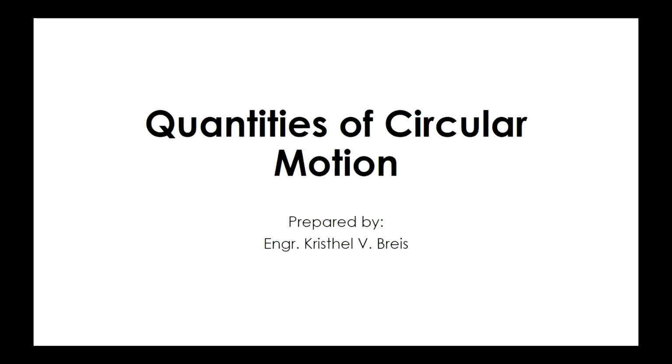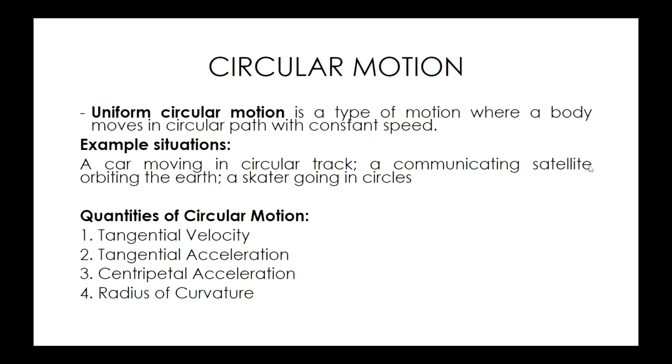Quantities of circular motion. For the definition, uniform circular motion is a type of motion where a body moves in a circular path with constant speed. So sa mga previous nating lessons, ang motion natin is along a straight line or motions in 2 to 3 dimension. Now naman, ang ating motion is in a circular path.